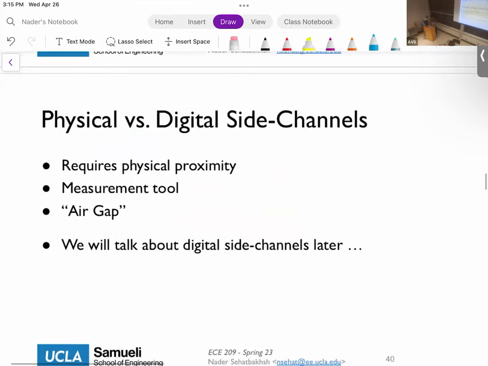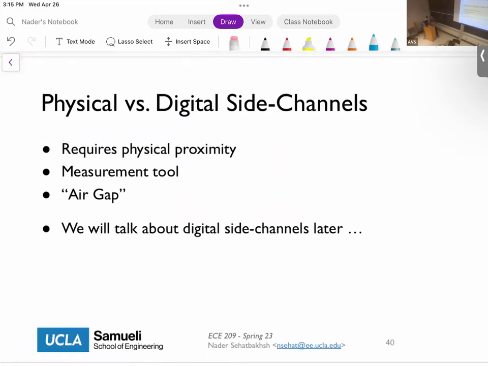The difference between the two is the way that we measure it. Physical ones, of course, need some physical proximity to the device. Because, for example, if you want to measure the temperature, you should have a sensor that can pick up the temperature from that device. Either you have very sophisticated sensors that can collect it from some distance, or you have to be really close to the device in order to pick it up. You need some measurement tool, and we need to have some way of measuring this signal.